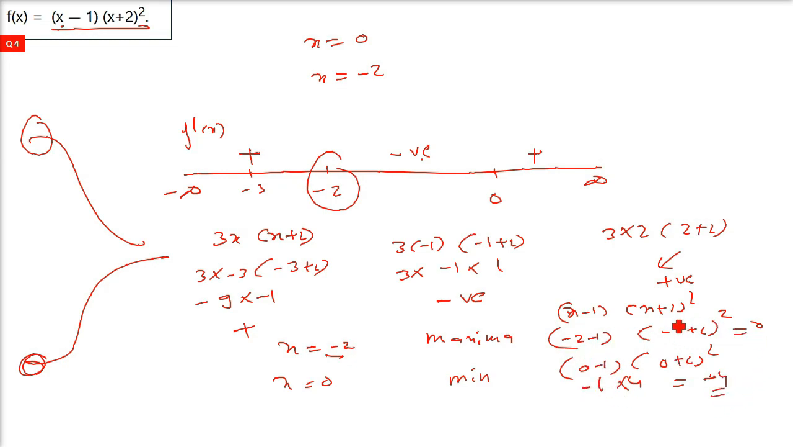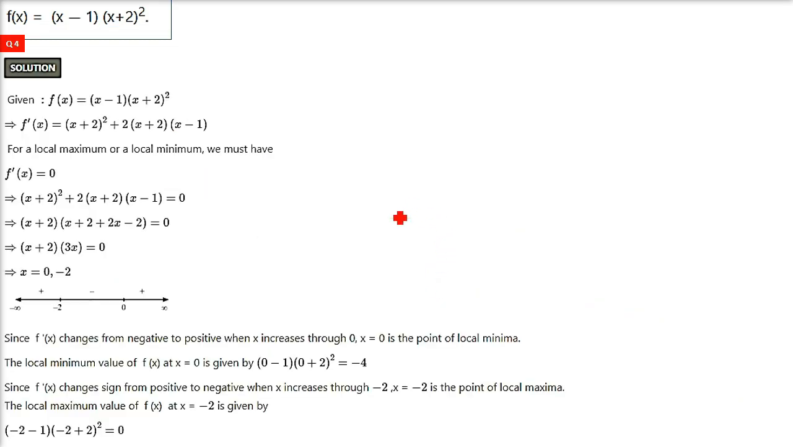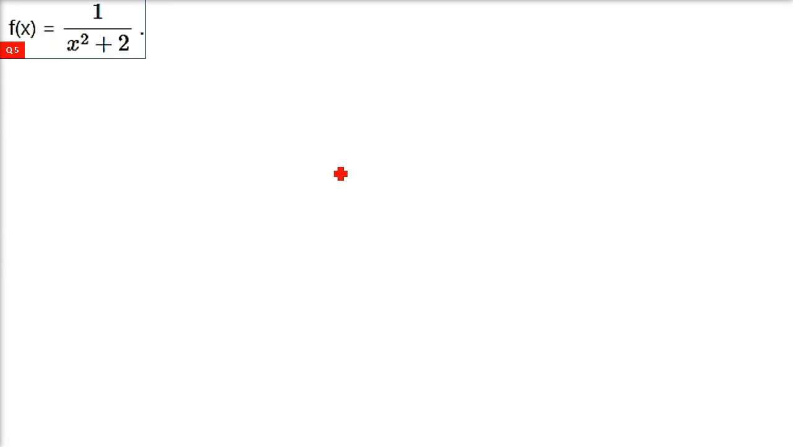So these are the values at the critical points, which are the points of maxima and minima. So the value of the maxima is 0 at x equals minus 2. The value of the minima is negative 4 at x equals 0. This is what the whole thing is which is being asked, and this is how you are going to follow this. I told you everything with my words, you have to write it also.